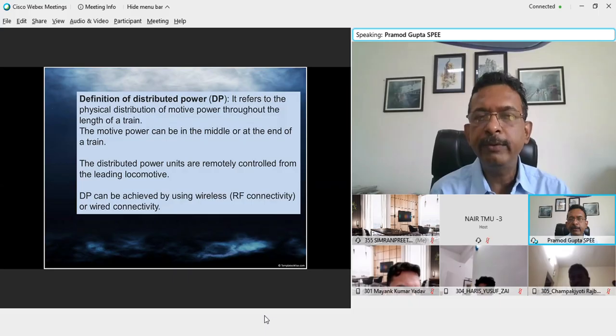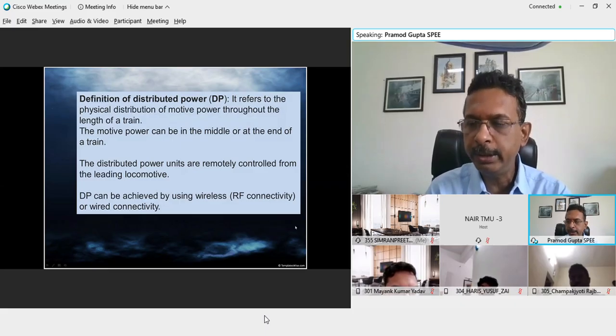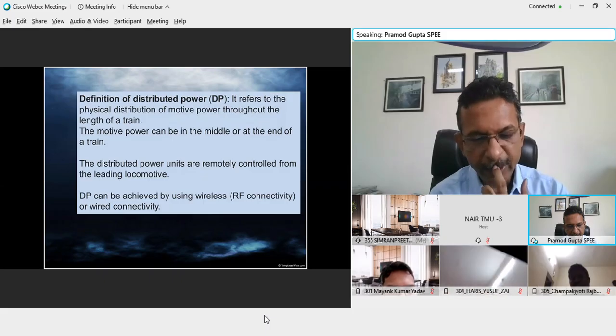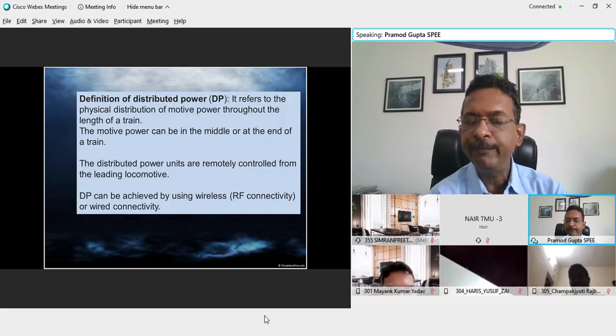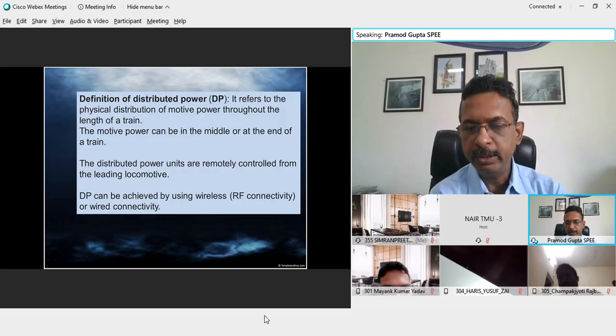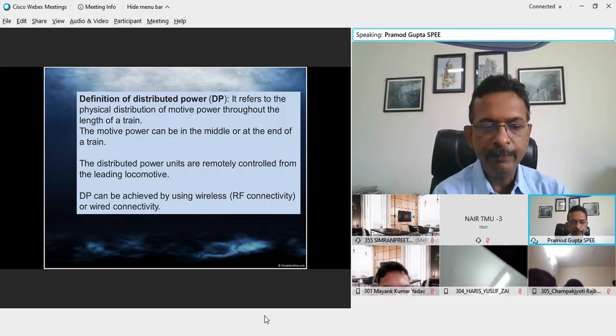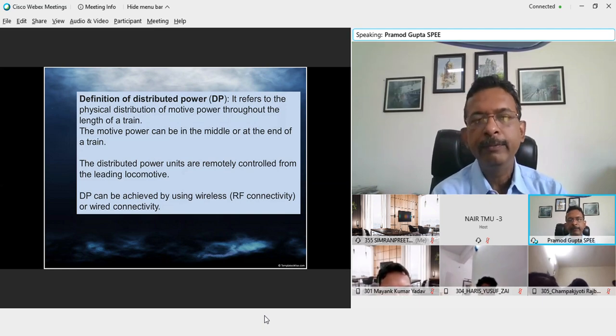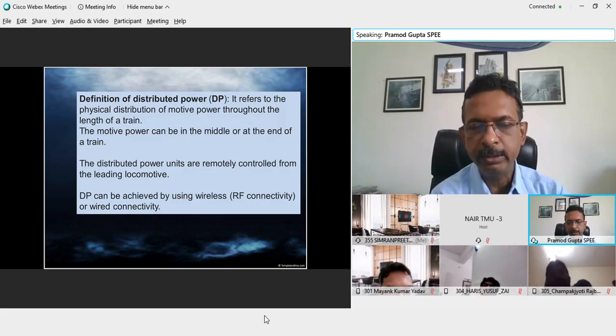The basic definition of distributed power is when the generation of power is done at different locations in the entire train. In a conventional train, the generation of collective effort is carried out by the locomotive, which is provided at the front of the train. But we have another arrangement where we can generate the power at different locations. Whenever we have such an arrangement, it is known as a distributed power-based traction system.